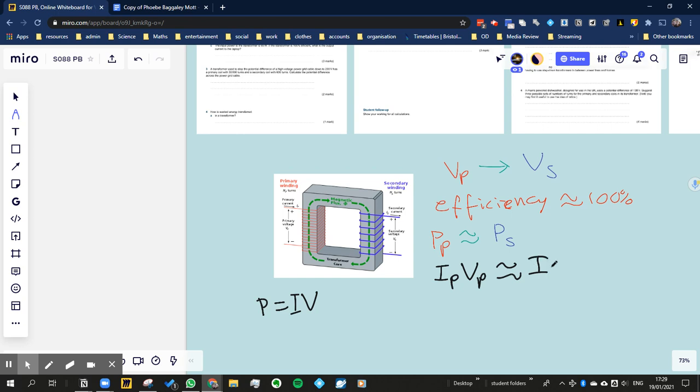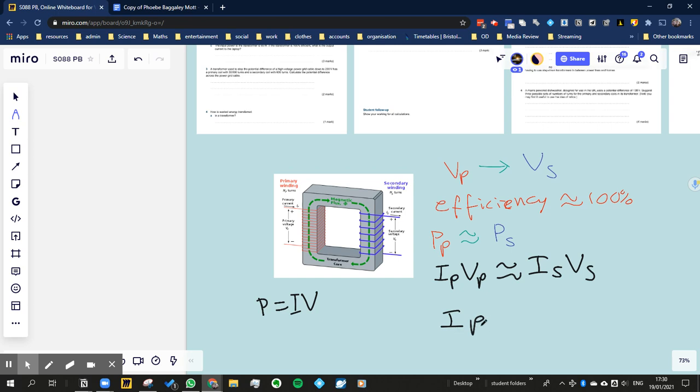So IP, and not IP, IS times VS. Okay, does that make sense? So instead of writing power, I've written what power is equal to. So when I rearrange this equation, we can just imagine that's an equal sign. Remember, it's not exactly equal; it's nearly equal because the efficiency is nearly 100%. But we can pretty much say that it is, because generally speaking, you assume that it is. So from now on, I'm just going to write a regular equals sign.